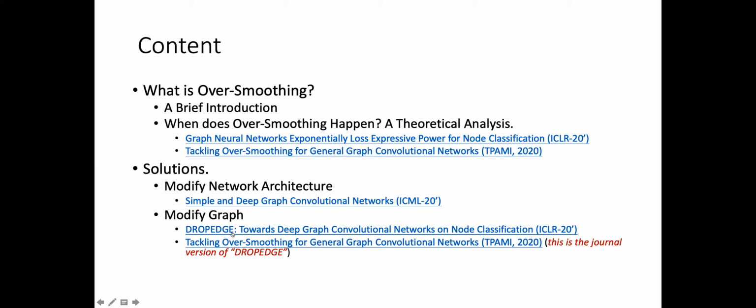DropEdge also has a journal version, "Tackling Over-Smoothing for General Graph Convolutional Networks", which is actually this paper. In my presentation, I will not introduce these four papers one by one, but I will mix their contents together. Basically, I will follow the order of this content.